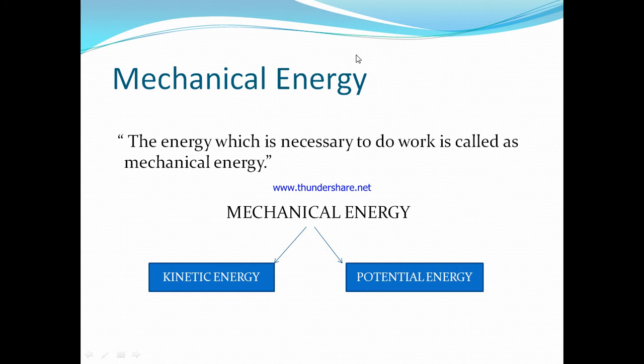याला मराठीमध्ये यांत्रिक ऊर्जा असं म्हणतात. याचा अर्थ स्पष्ट आहे. जी ऊर्जा यांत्रिक कार्य करू शकते त्याला यांत्रिक ऊर्जा म्हणतात. The energy which is necessary to do work is called mechanical energy. The mechanical energy has 2 types. One is kinetic energy, second one is potential energy. गतिज ऊर्जा आणि स्थितिज ऊर्जा.